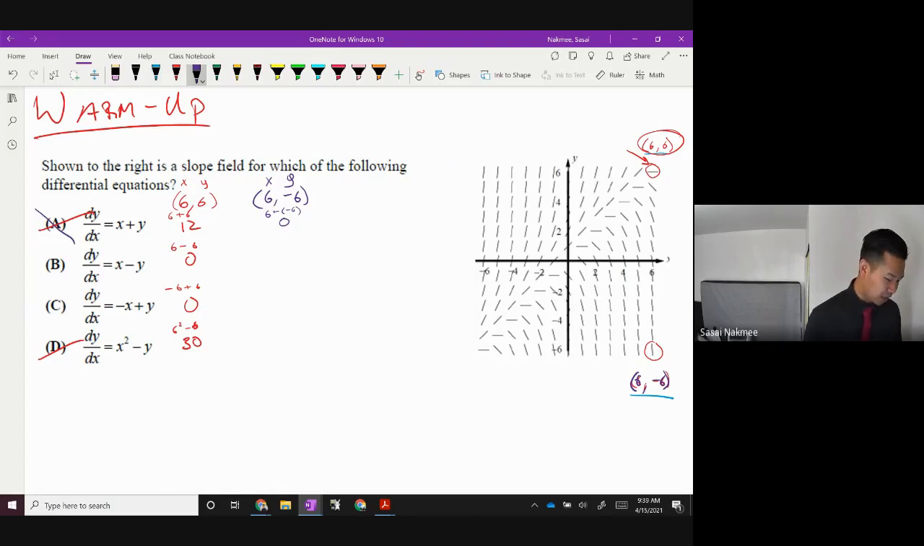And I can go ahead and go down here and do it for C. I'm sorry, for D. I have here 6 squared minus negative 6. 36 plus 6 is going to give me 42. And again, D is also not one that's going to work because that's a positive slope.